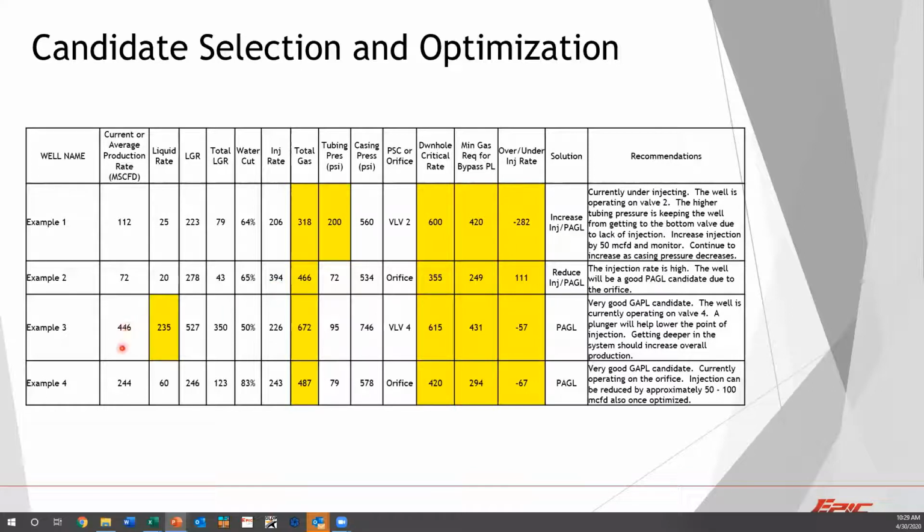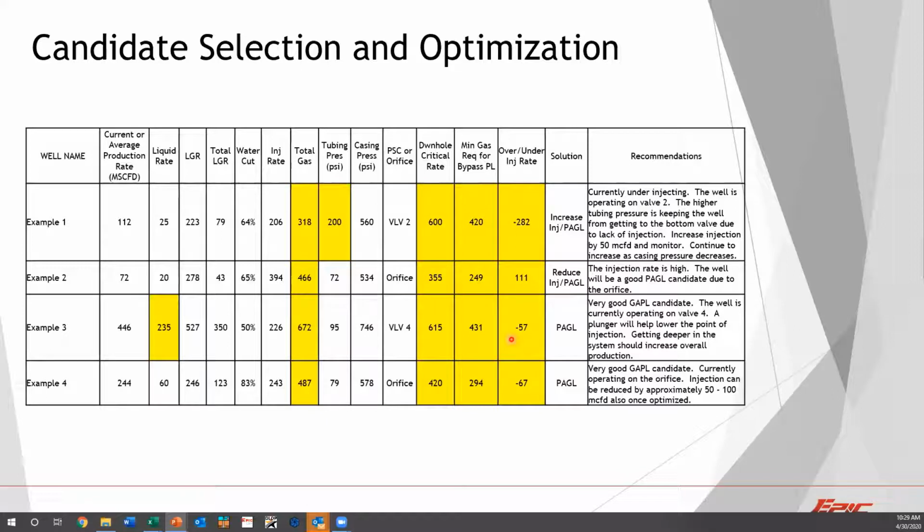In the third example, this is a really good well with 446 MCF of gas. I've only got 226 MCF of injection, total gas rate. I'm operating a lot higher in the well. My critical rate is 615. So I'm actually really close as far as where my total gas rate is. This is a very good example of a well where even though I'm operating higher in the system, it still makes for a very good candidate.